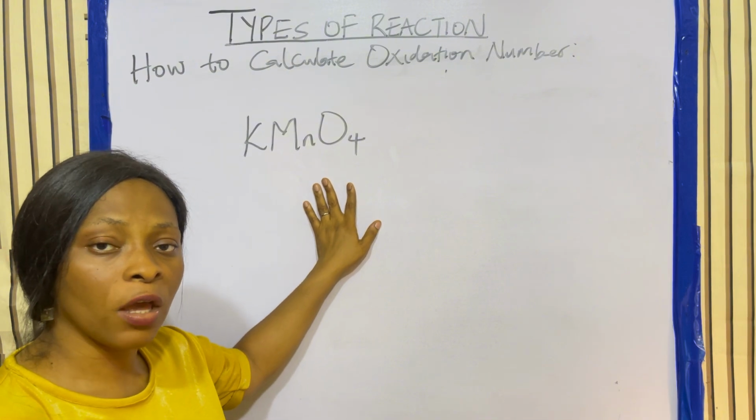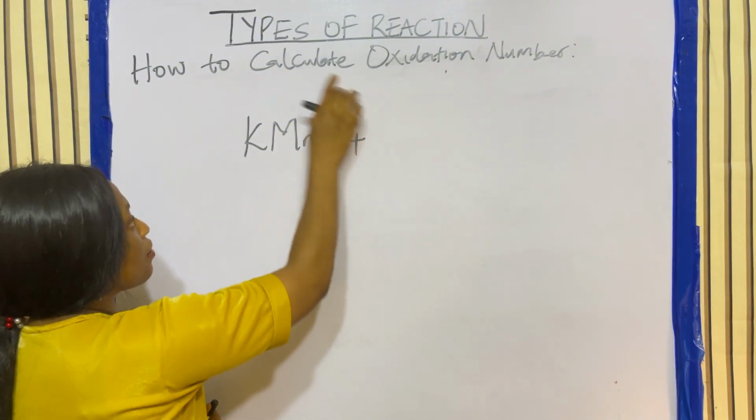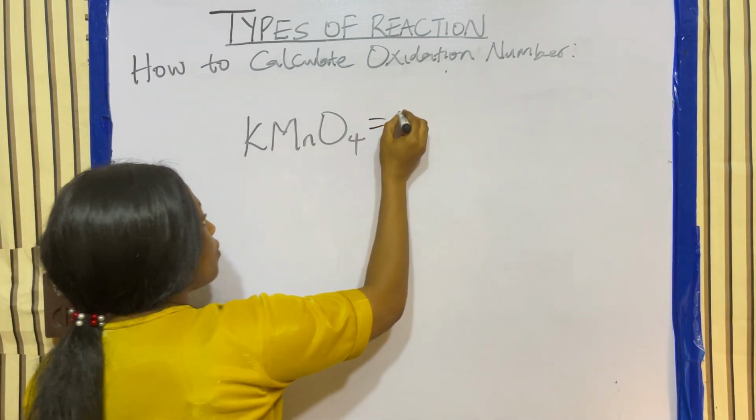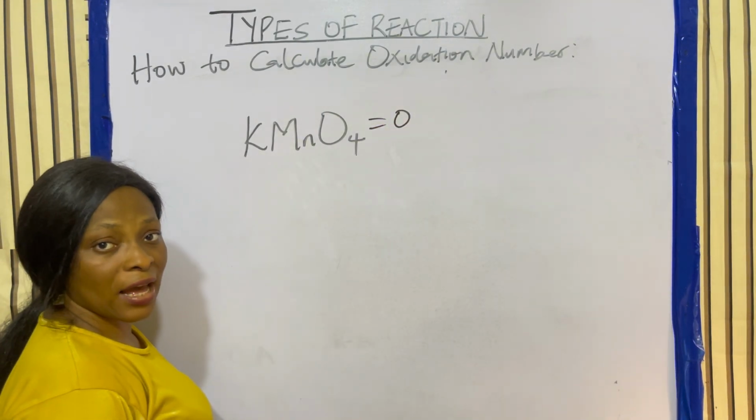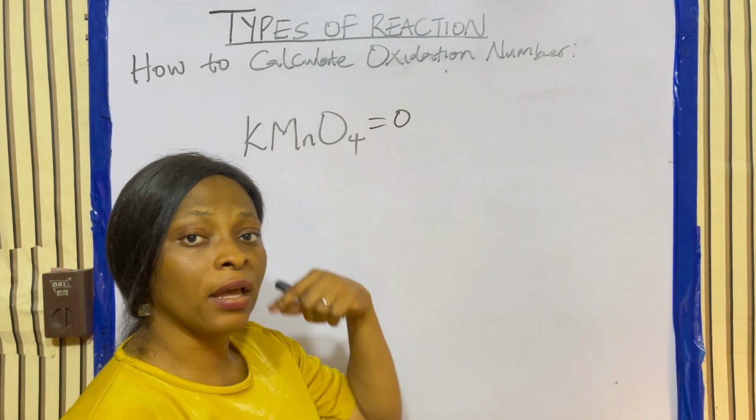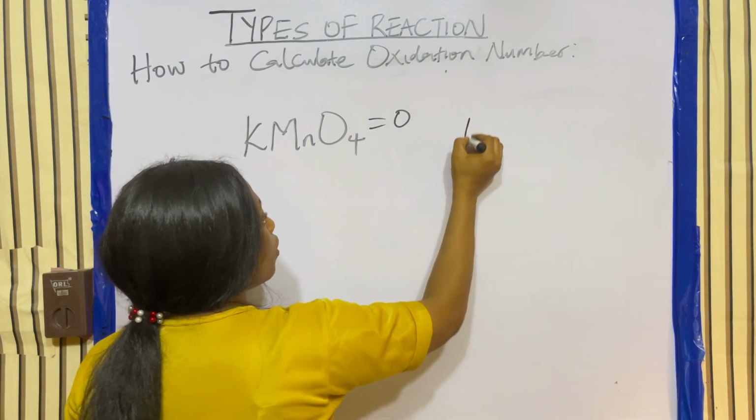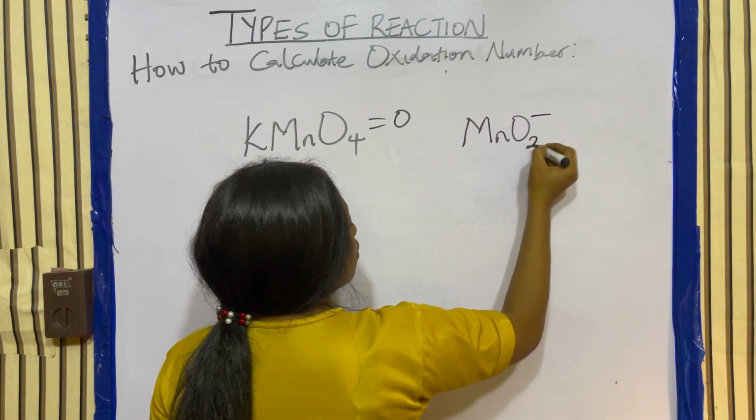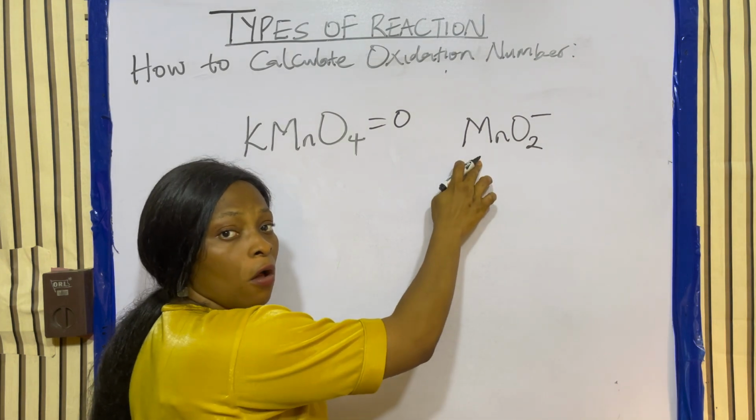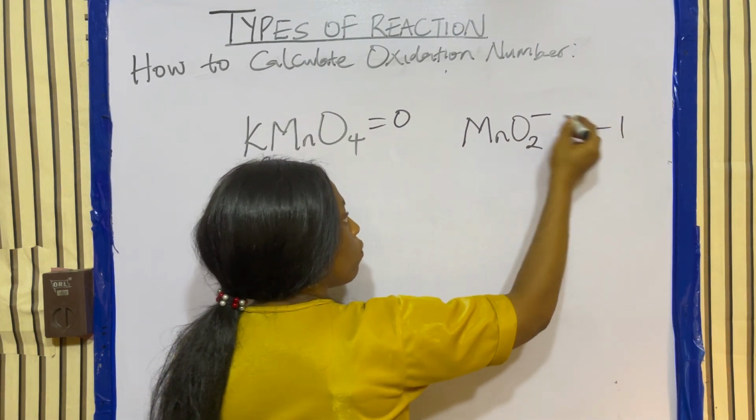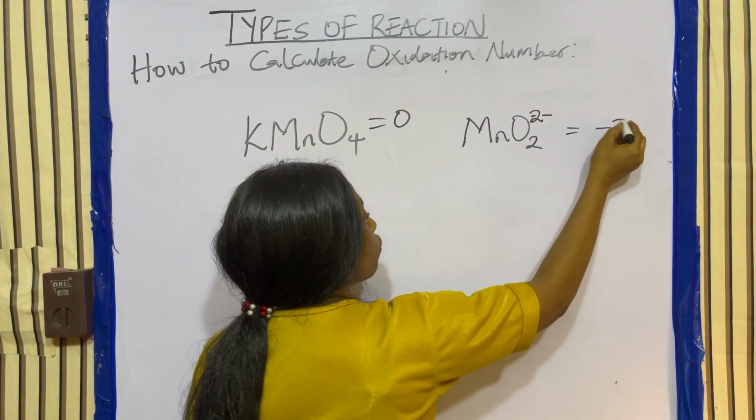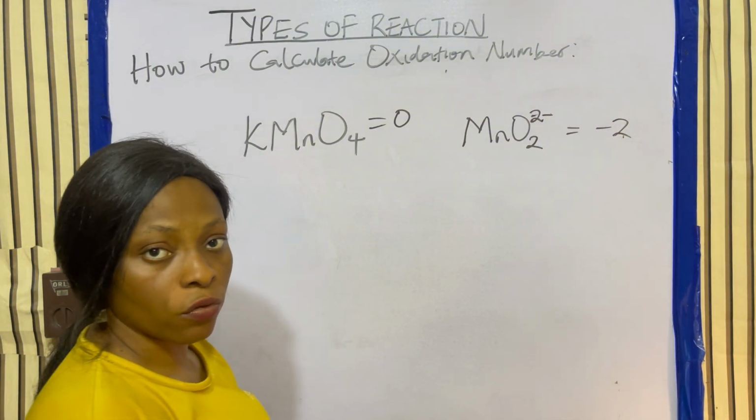What do we mean equal to 0? This is a neutral compound. It is not charged. Therefore, the sum of it is 0. But if it is charged, the sum will be equal to the ion. For example, if you are given something like this, the sum will be equal to what? -1, the charge. If 2 minus was here, it will be equal to -2. So take note of that.